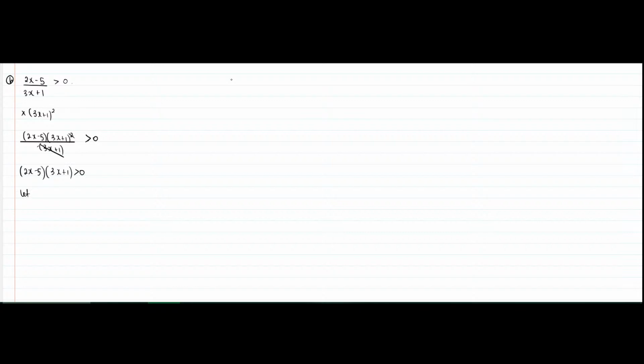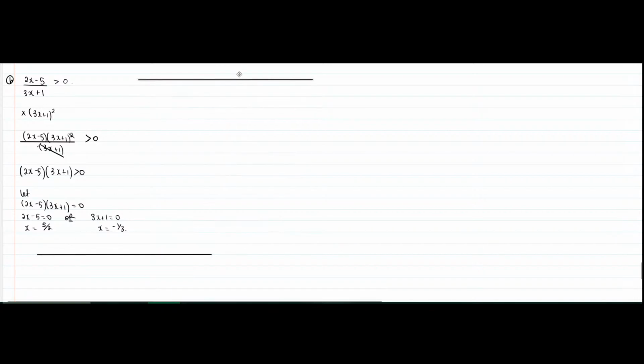I'm going to let 2x minus 5 into 3x plus 1 be equal to 0 and then solve. 2x minus 5 is equal to 0, x is equal to 5 over 2, or 3x plus 1 is equal to 0 and x is equal to negative a third. I'm going to represent these two solutions on a number line. I'll do it up here.